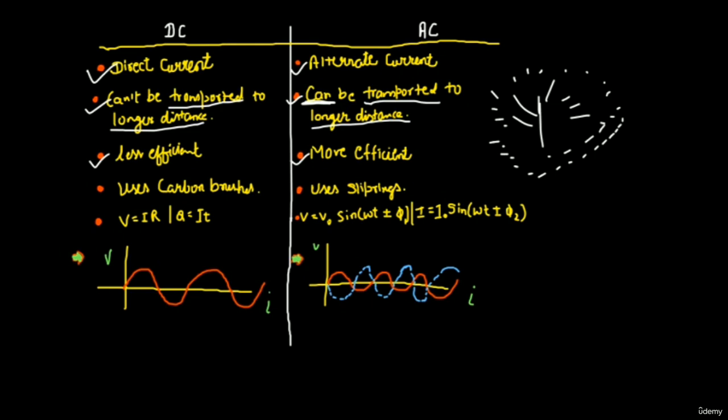Okay, now the next point is it uses carbon brushes when we try to produce the electricity out of it, that we are going to discuss just in a moment. And in the AC we use the slip rings. Okay, just let's study this one first.